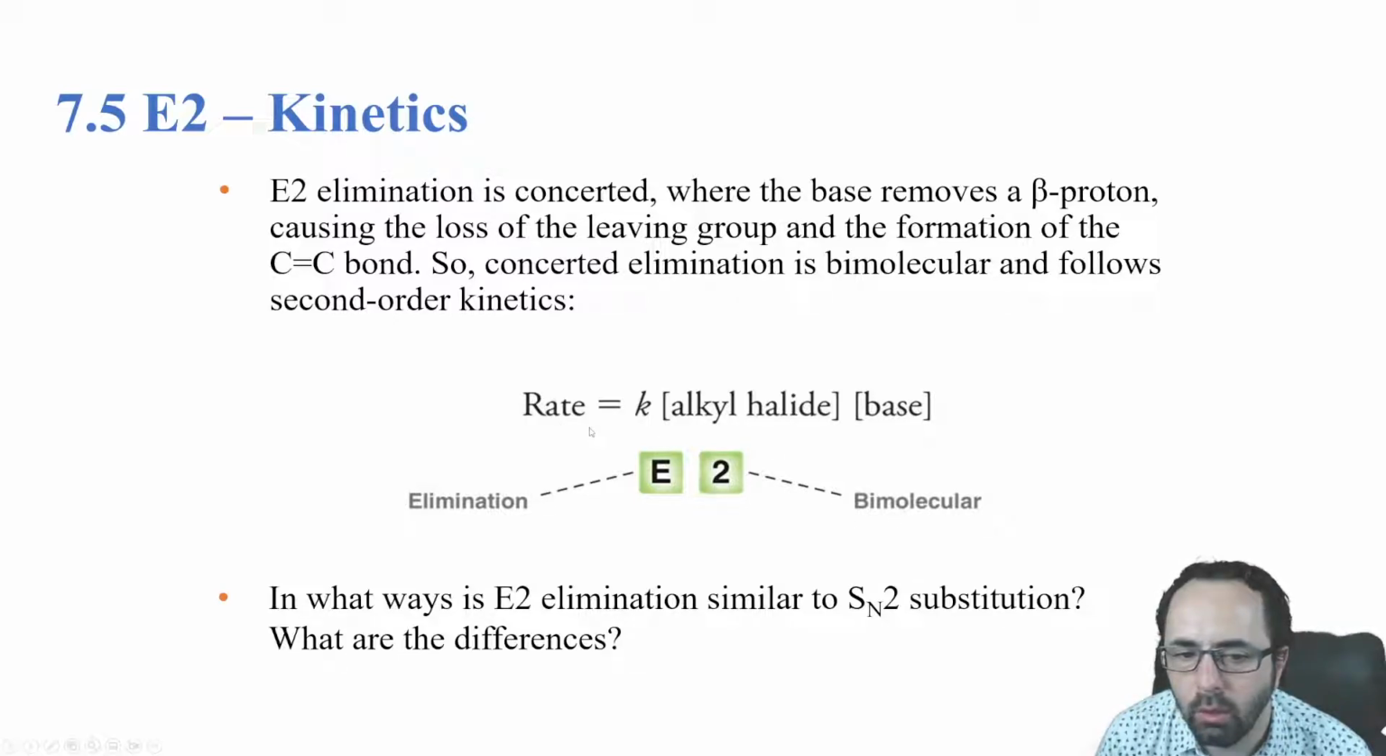It means that when you write the rate equation, the rate equals k times the concentration of each of the reactants. In this case, the base and the alkyl halide are both involved in this one-step mechanism, so they are both reactants here. And so this is bimolecular, involving both of the reactants in the rate determining step.